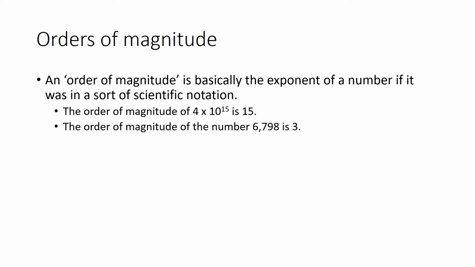Next up, we've got orders of magnitude. An order of magnitude is basically the exponent of a number if it was written in scientific, well, a certain type of scientific notation. So for example, the order of magnitude of a number like 4 times 10 to the 15, we would often say that its magnitude is 15. It does depend on how you define magnitude, unfortunately, but we'll get back to that. The number 6,798, the order of magnitude of that is 3, by the standard I'm using here at least.